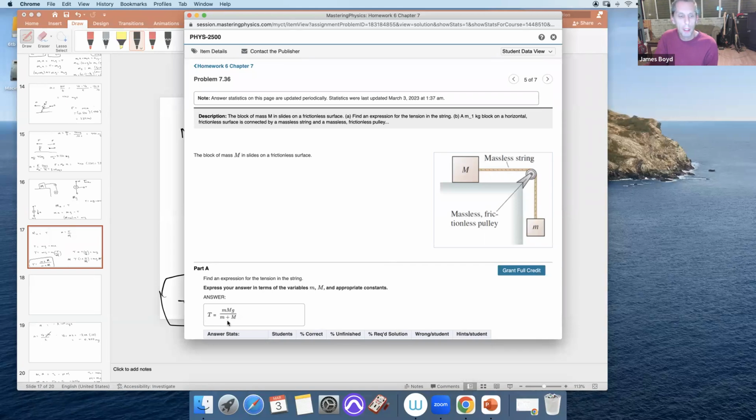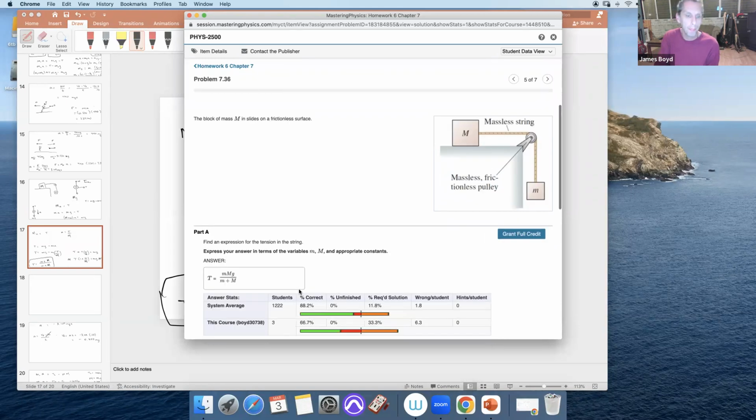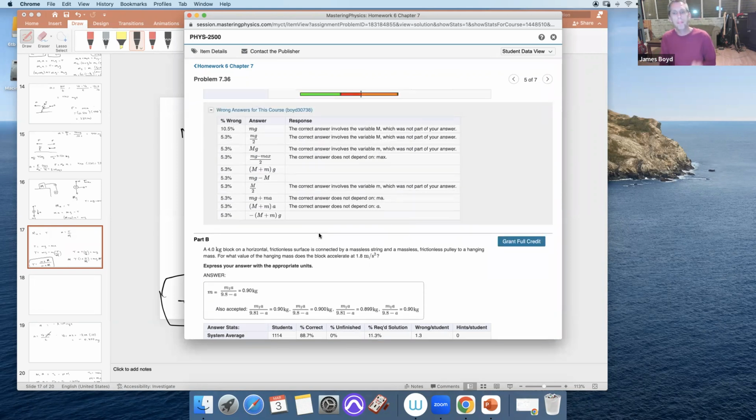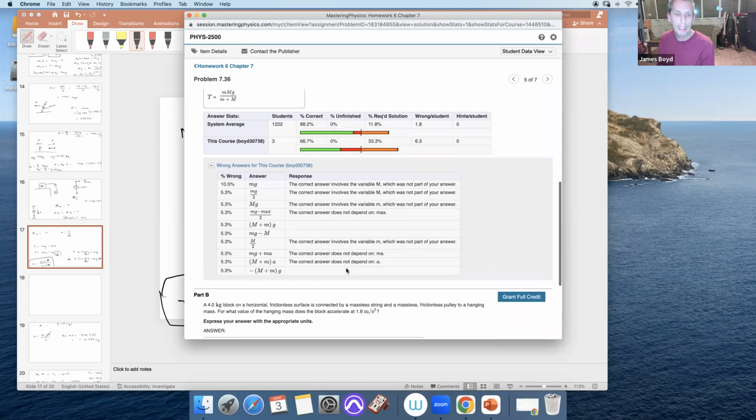Little m, big M, g over m plus little m. Okay. Now, a 4 kilogram block on a frictionless surface, and so on, with a hanging mass. For what value of the hanging mass does the block accelerate at 1.8? Okay.